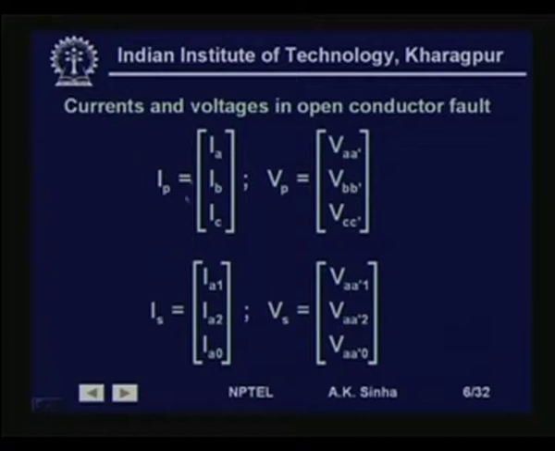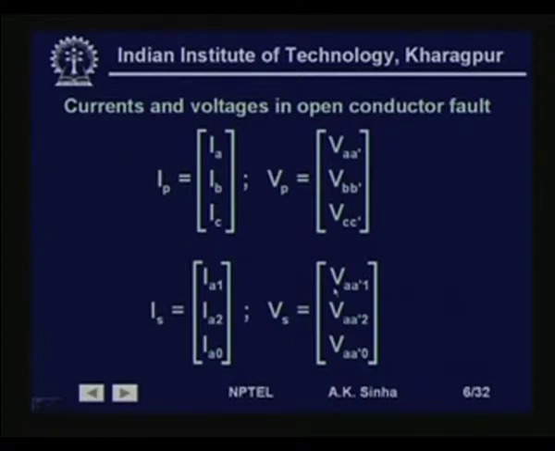We can convert this into symmetrical component variables, and we can write this as IS, which is the symmetrical component for the currents. So, we have IA1, IA2 and IA0 as the symmetrical component currents for this system, and Vs is equal to VAA dash 1, VAA dash 2 and VAA dash 0. So, this is the transformed currents and voltages in the sequence network.